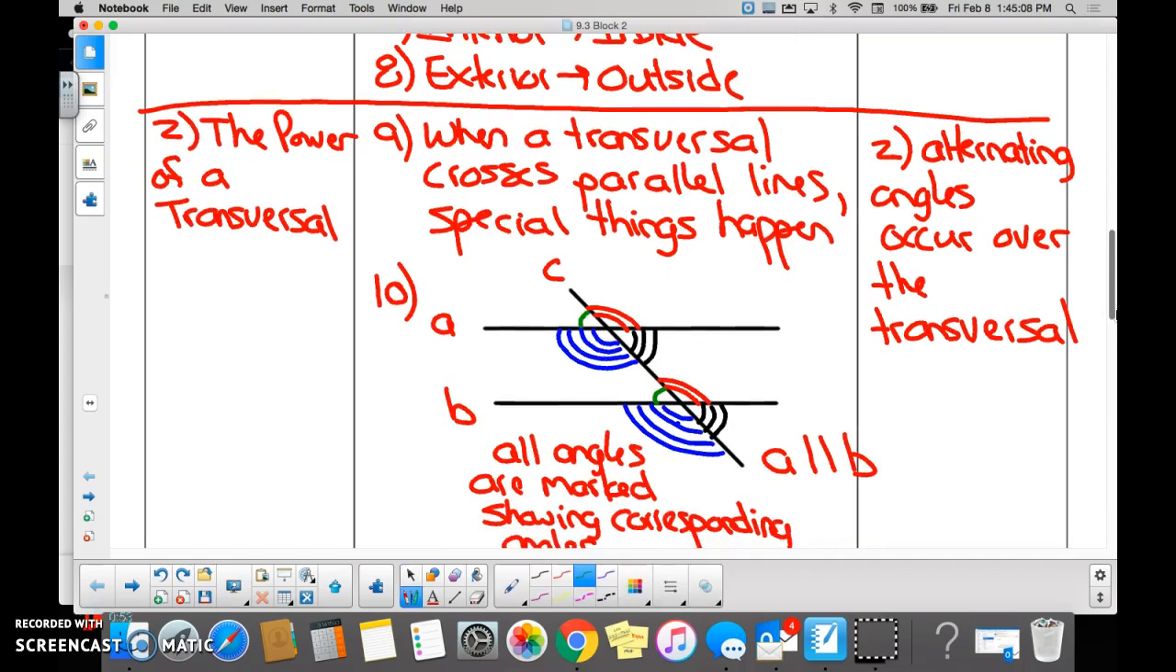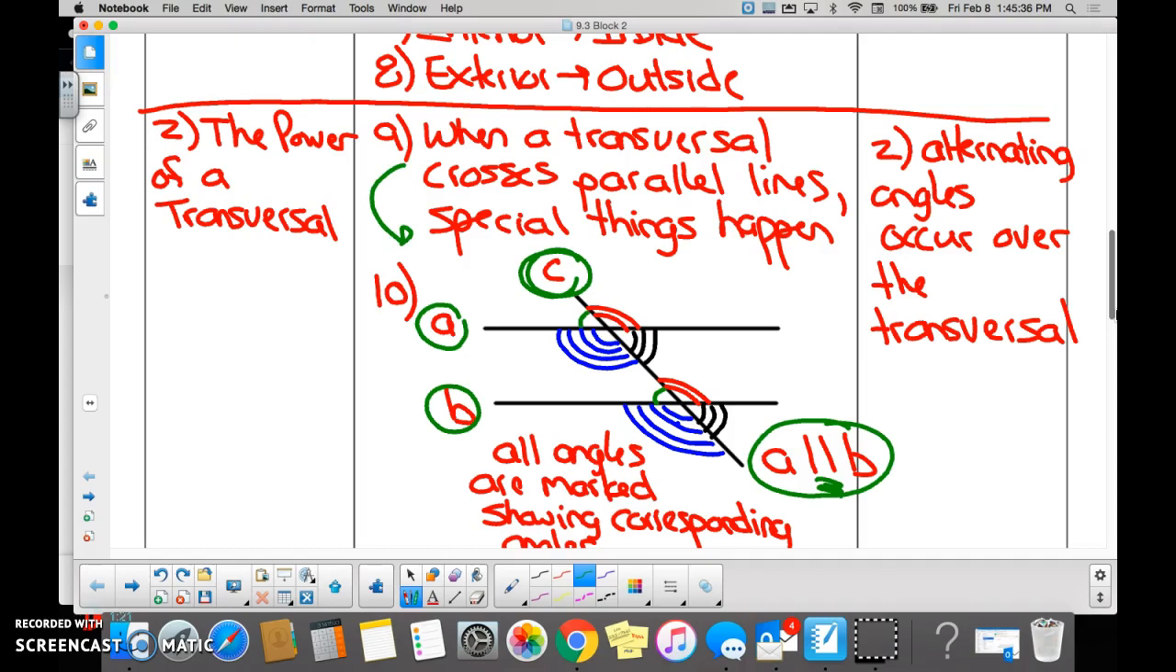A and B. Are they parallel? Yes. How do you know? Because it says A is parallel to B, because I told you, right? I wrote that. And because A is parallel to B, and then it's cut by C, what's this called? It's called a transversal. Special things happen, right? So right here it says special things happen.